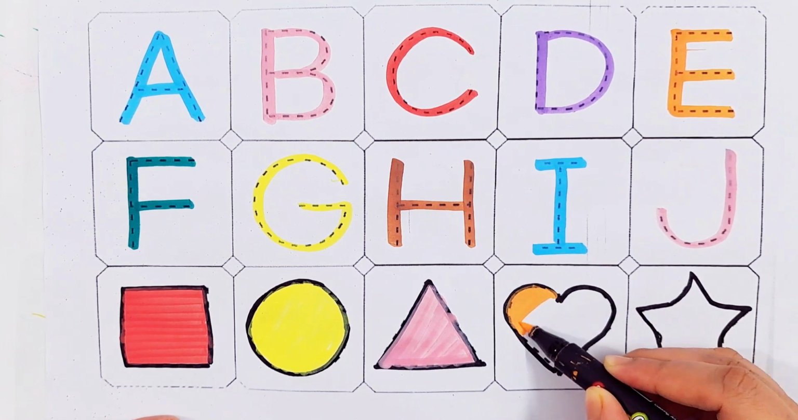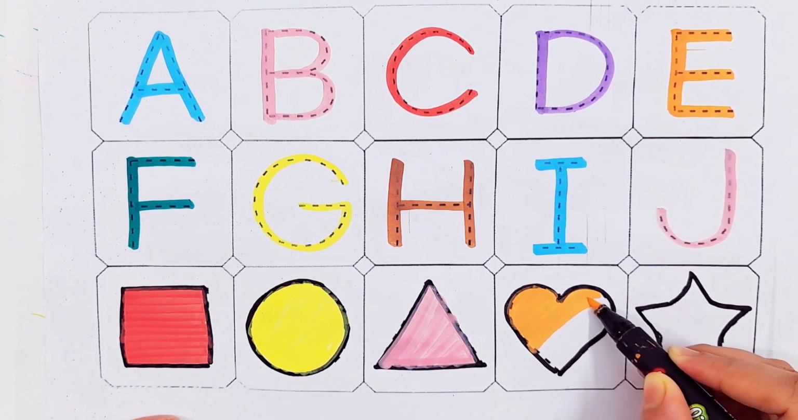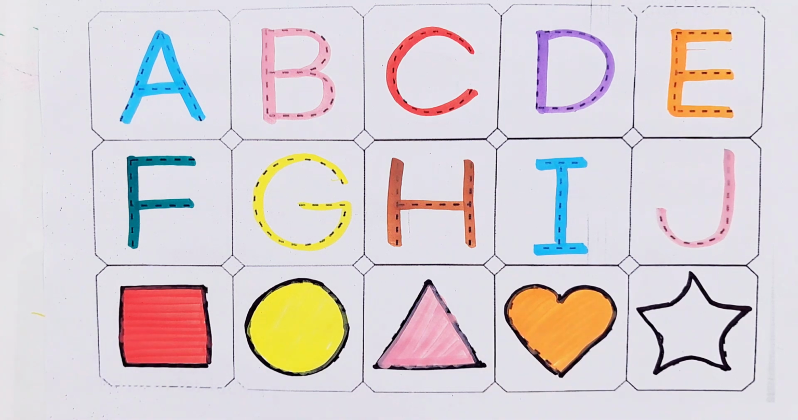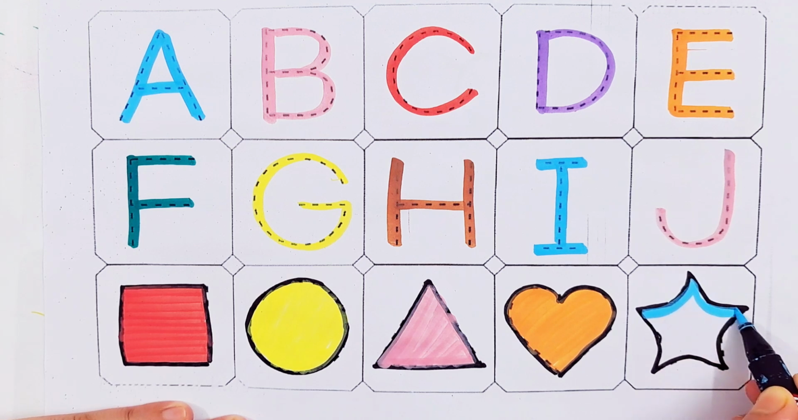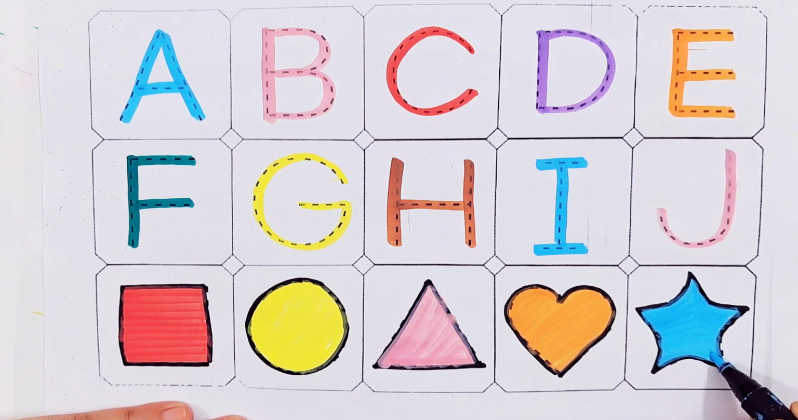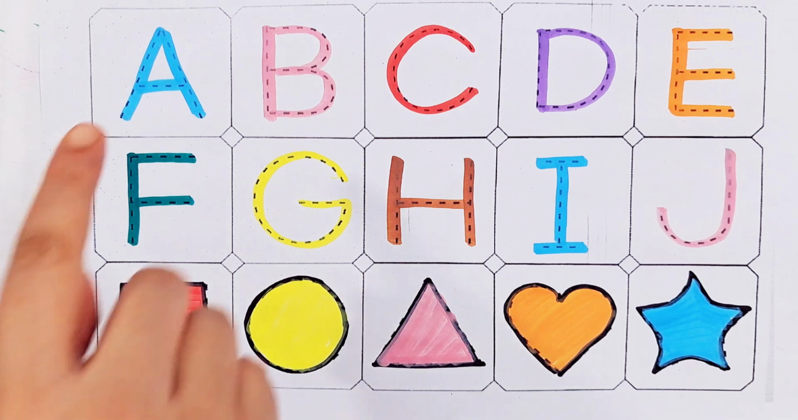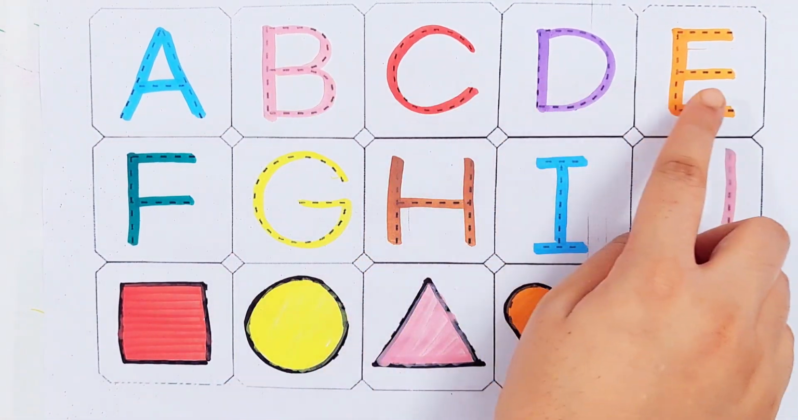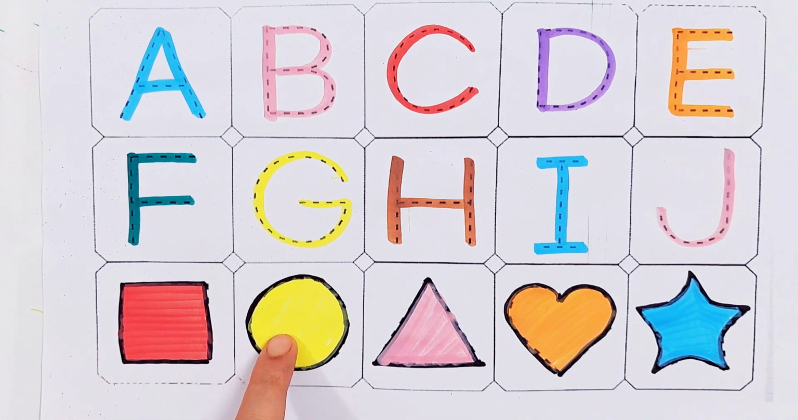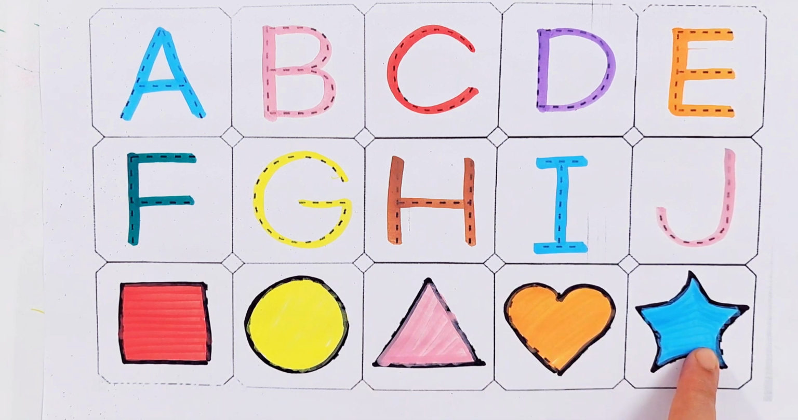Heart. Heart, blue color. Star. Star. A, B, C, D, E, F, G, H, I, J. Square, circle, triangle, heart, star.